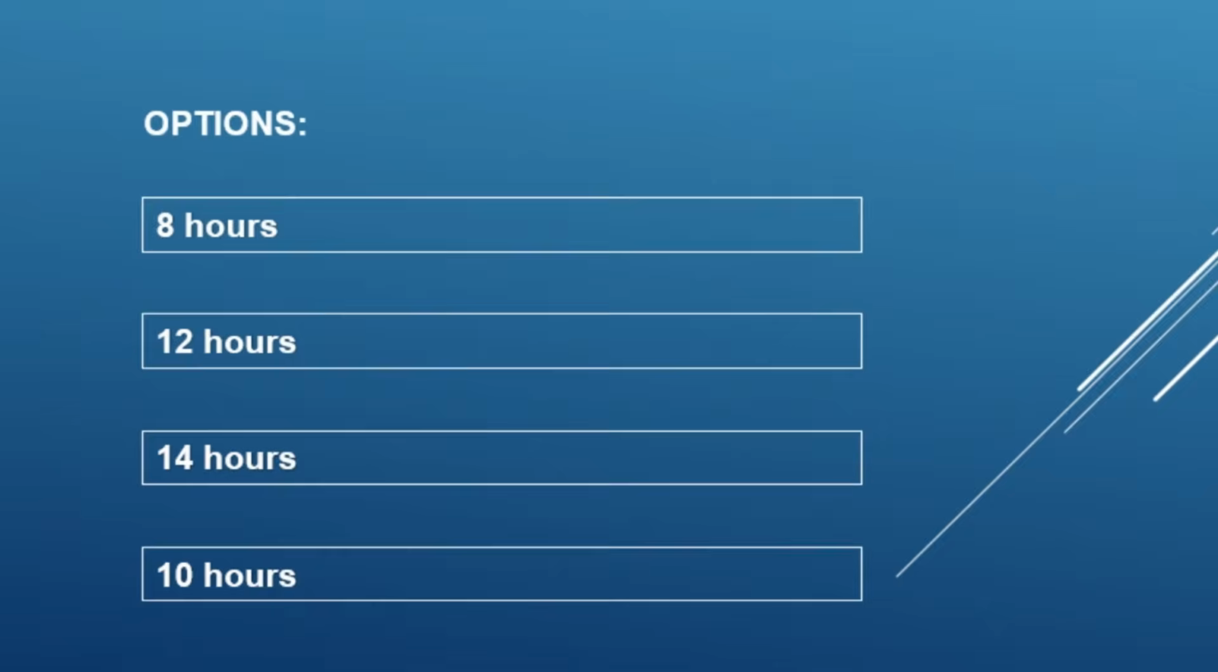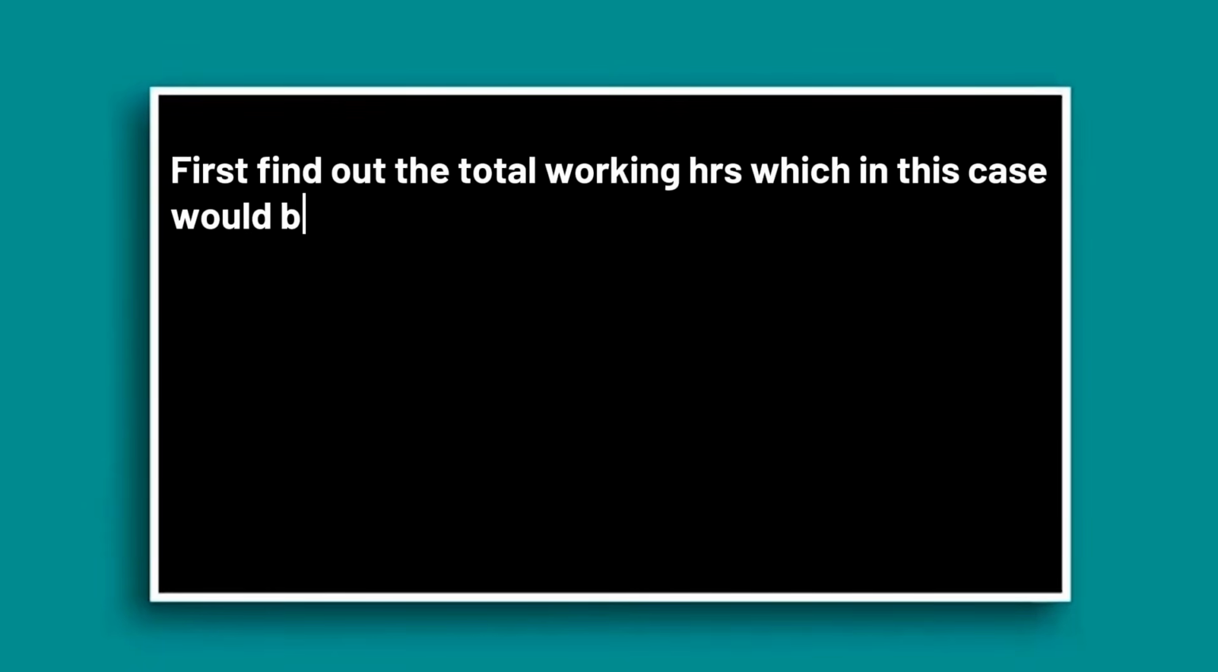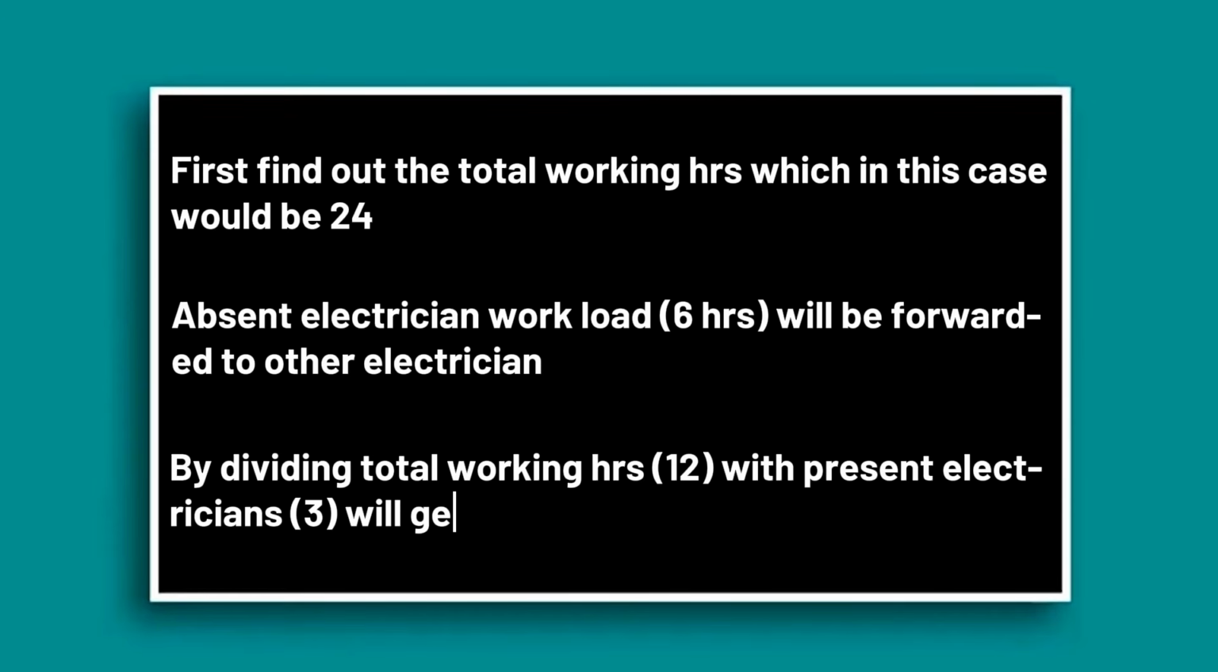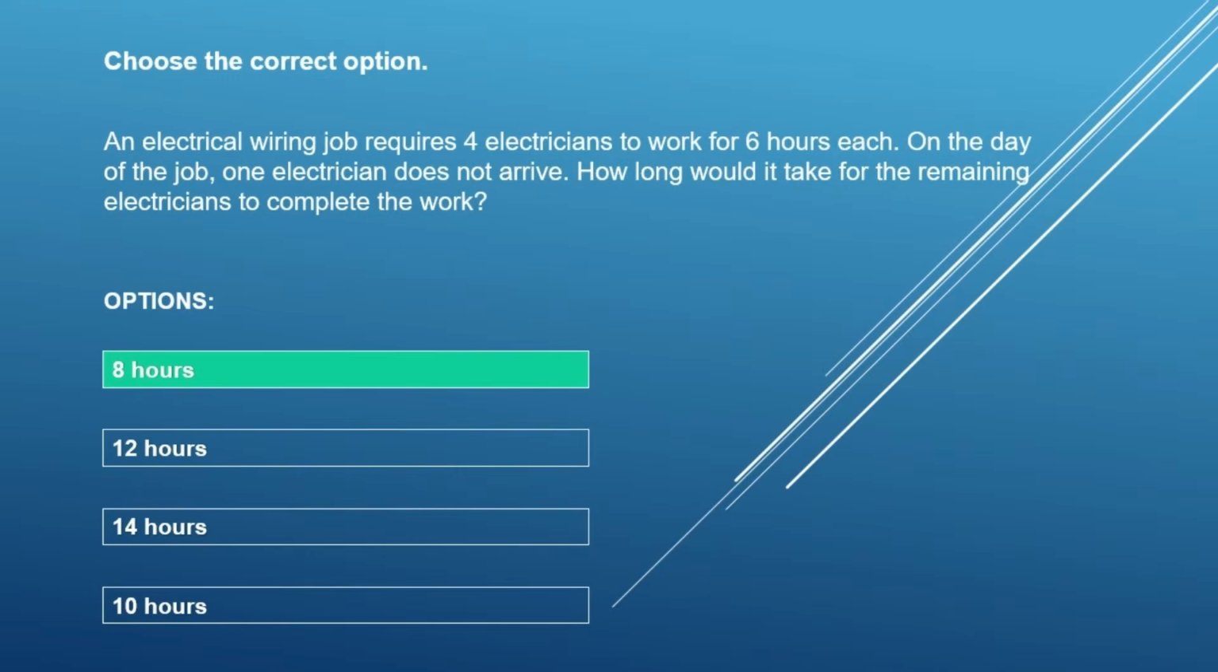So in order to find out the answer, हमें पहले total working hours निकालने होंगे, which in this case would be 24 hours. How we achieve that? हमारे पास 4 electricians हैं and they are working 6 hours each. So answer would be 24. And since 1 electrician will be absent, so his workload will be divided into other electricians. So calculation बहुत simple है. 24 divided by 3 is equal to 8 hours each.